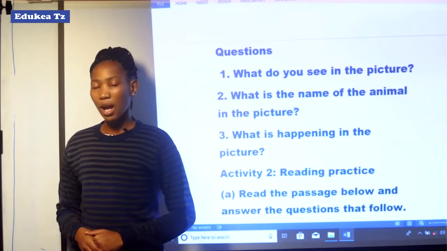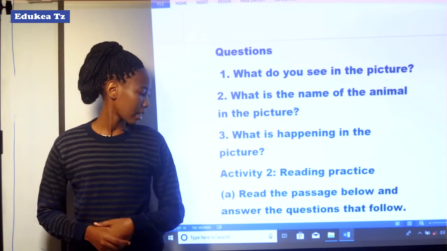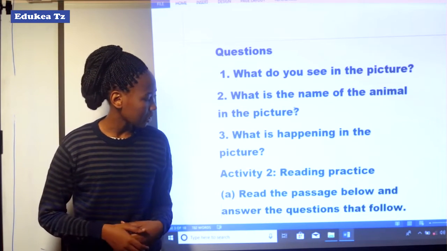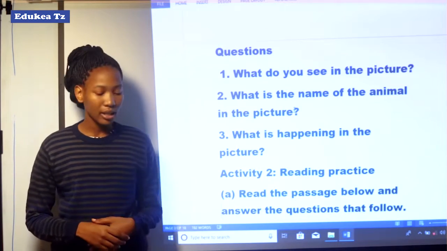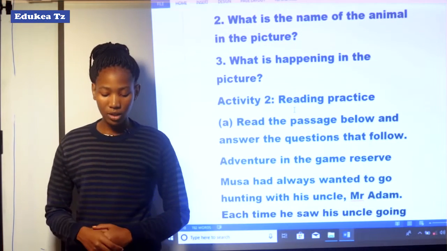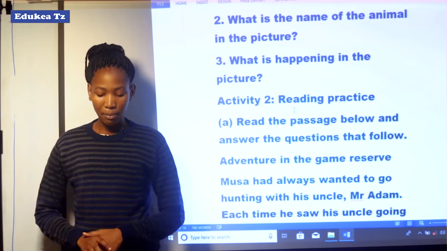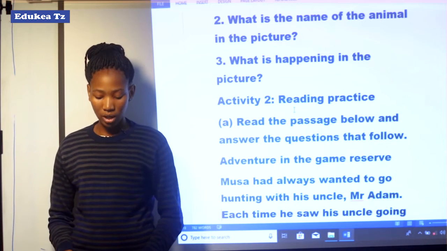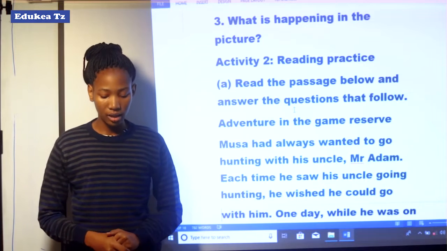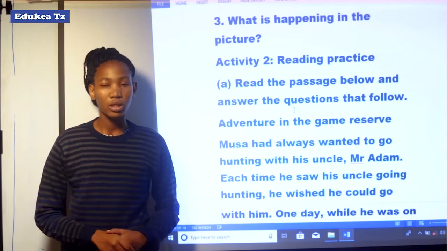After reading Activity 1, we are going to study Activity 2, which is about reading practice. In this activity, you will read the passage below and answer the questions that follow. The passage, or the story, is about an adventure in the game reserve.